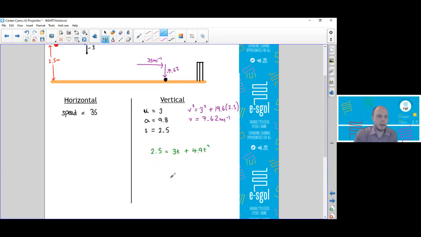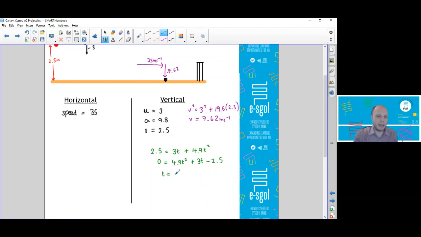Now I know a lot of people don't like using this equation because it makes a quadratic, but I'd rather do one equation than two myself. If you rearrange that to get 0 on one side, probably easiest to go over here. So 4.9 t squared plus 3t, and that's going to be a minus 2.5 when we take it to the left-hand side. Now, obviously, when you solve a quadratic, you get two solutions.